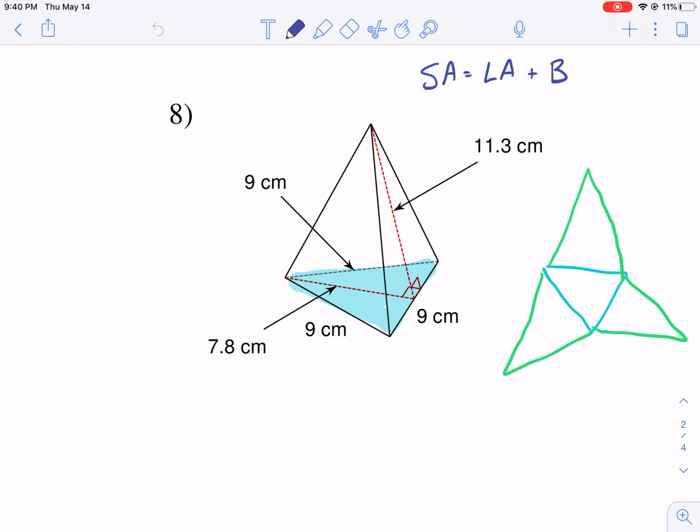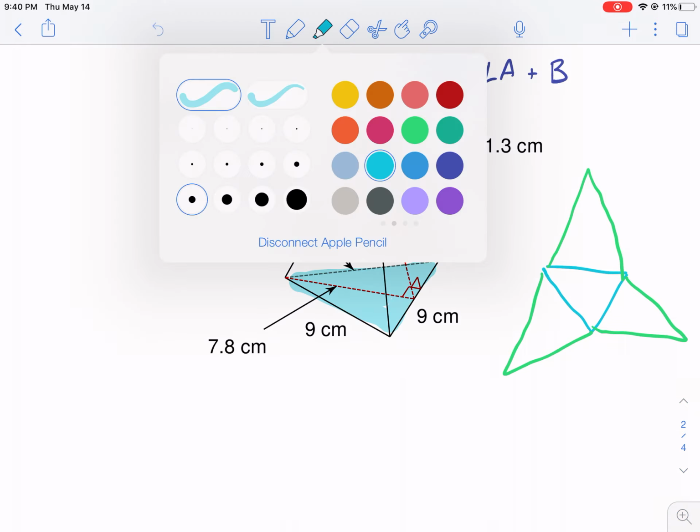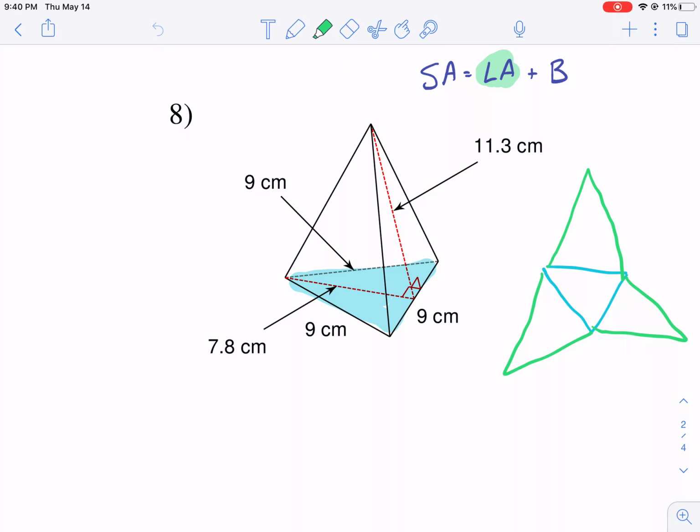Okay, so what we need to do here for the lateral area, we need to find the area of each triangle and add them all up. So the lateral area for a pyramid is going to be the area of the triangles. Non-base, the non-base ones.